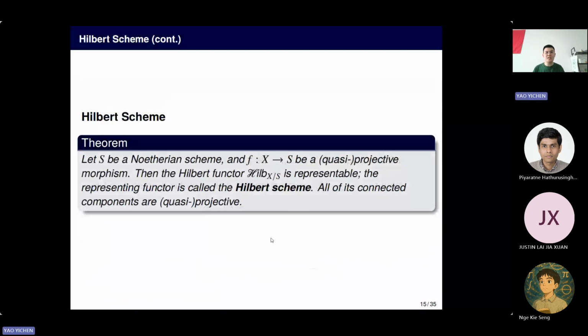And then let's define a Hilbert scheme. We just defined what a representing functor is. And for this Hilbert functor, Grothendieck has shown that this functor is representable. And this representing scheme is called the Hilbert scheme. And we have the property that all of its connected components are quasi-projective. And we notice that here we also ask for S to be Noetherian, because if S is not a Noetherian scheme, there are actually some counterexamples where this functor is not representable.